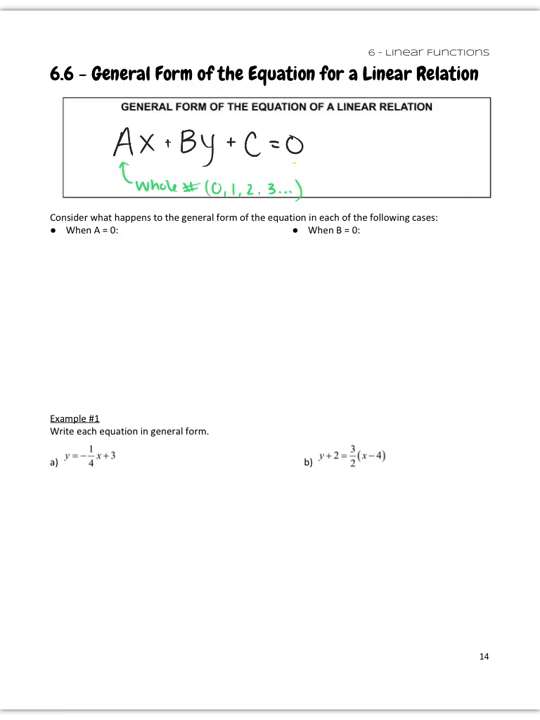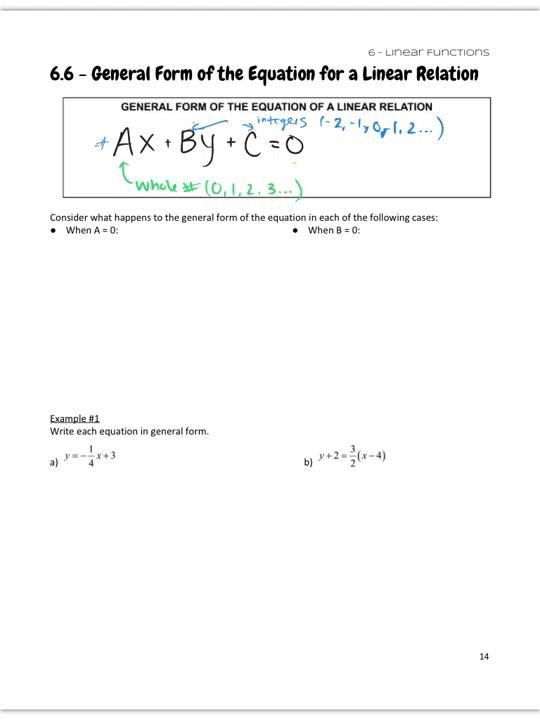Okay. B and C can both be integers, meaning they could be negative. So -2, -1, 0, 1, 2, anything like that. But they also need to be whole numbers. So they cannot be a decimal or a fraction value. So A, B, and C must not be decimal places or fractions, and A has to be a positive number.